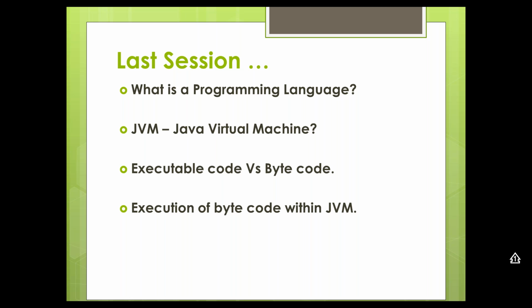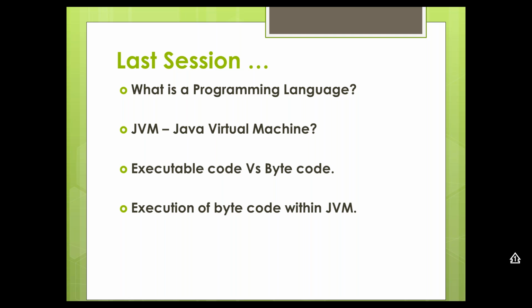And also we tried to understand what is a Java virtual machine, which is nothing but a machine written out of software, which executes the bytecode. When we compile a Java source code, we get a bytecode, that is a .class file. That is what gets executed inside a virtual machine. And then we saw the difference between executable code and bytecode. Basically, the executable code executes directly on the physical machine, but bytecode executes in a virtual machine.